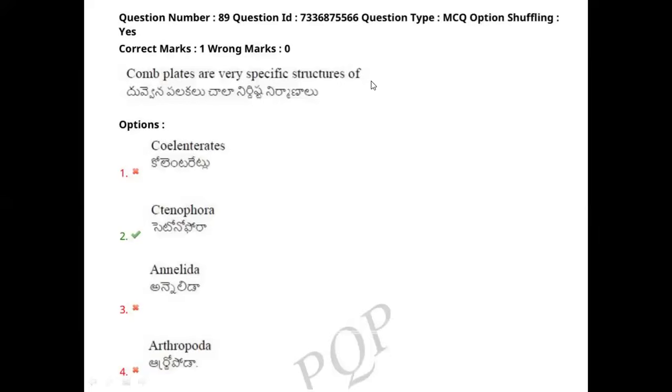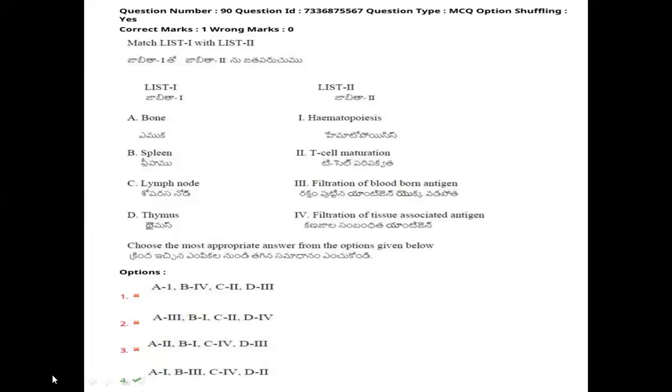Comb plates are very specific features of comb jellies, which belong to the phylum Ctenophora. So the option is 2. Some straight questions like this will also be there, easy to attempt. Next, organs and their functions are given.